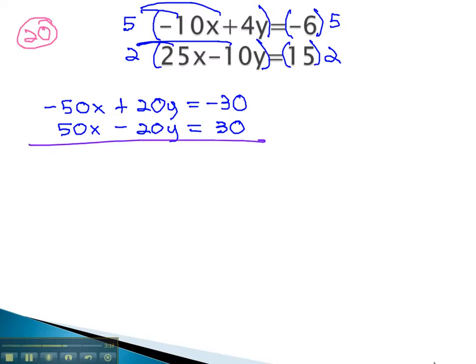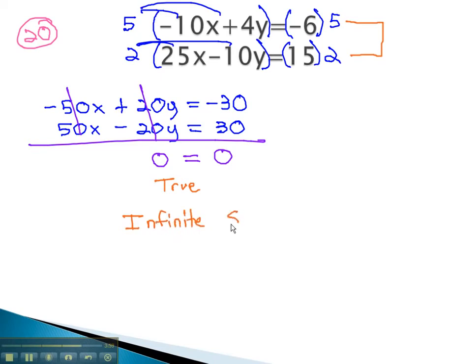Notice this time when we add the equations together, again the variables subtract out completely, leaving just 0 on the left side of the equal sign. Also notice on the right side, negative 30 plus 30 is 0. Again, the variables have subtracted out completely. However, we do end up with a true equation. This means whatever is true in one equation will also be true in the other equation every time. Because we got a true statement, we say there are infinite solutions.